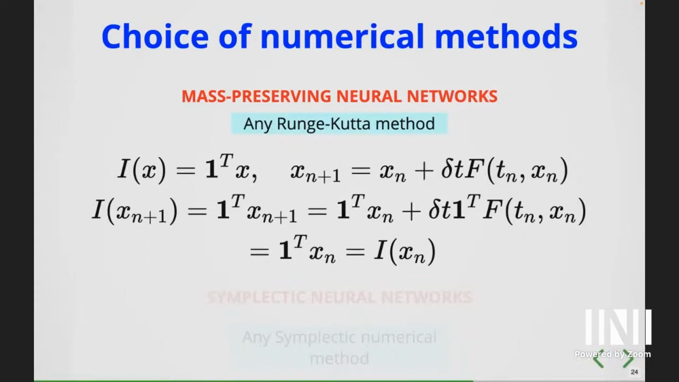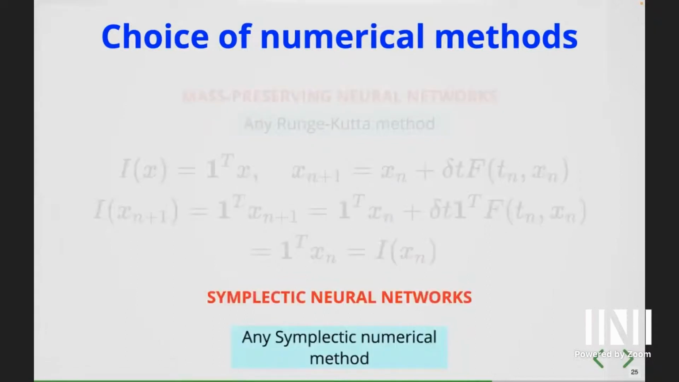This is just a simple proof for an explicit Euler, but it extends to any linear method. So you can use whatever you want, and this is well preserved, and you get a mass preserved neural network. And similarly, you can use any symplectic method, and you get a symplectic neural network. So nothing particularly strange.